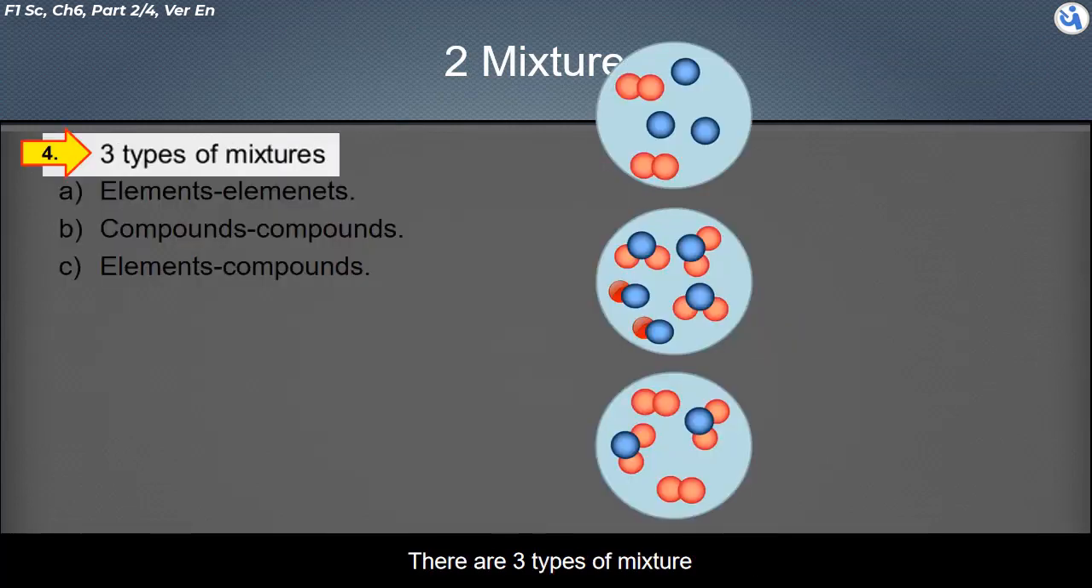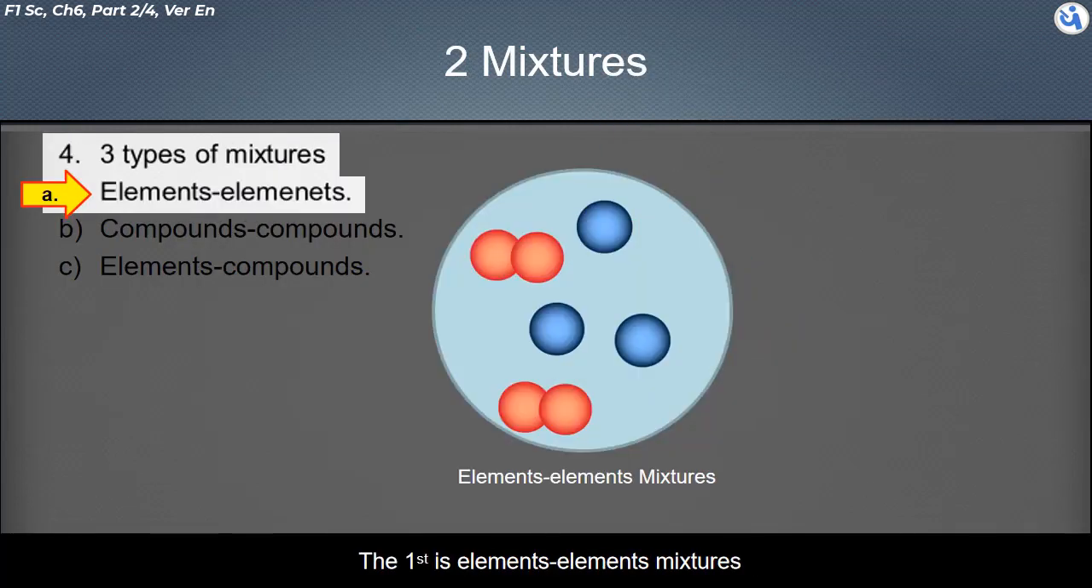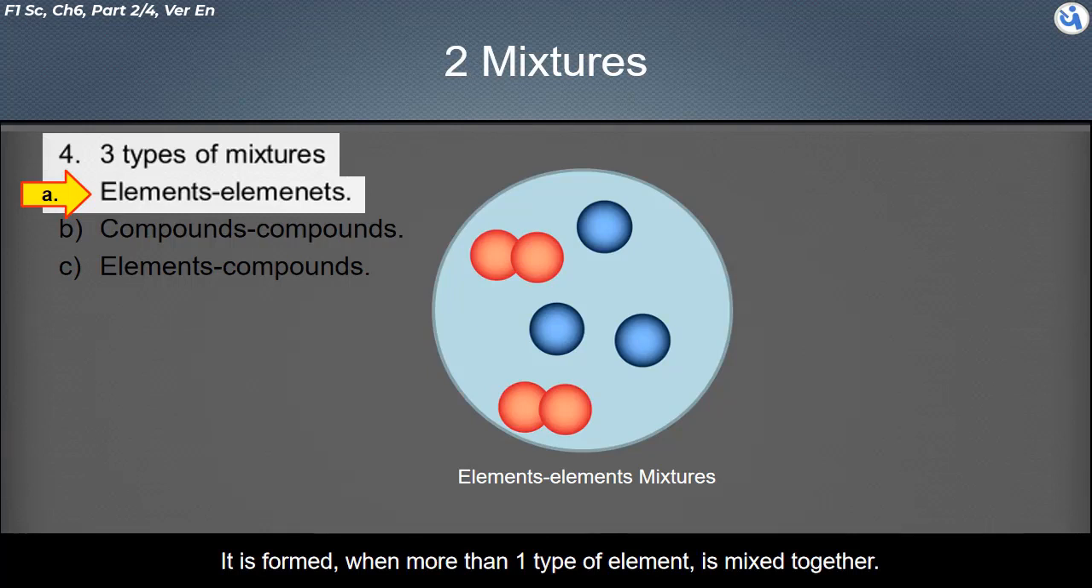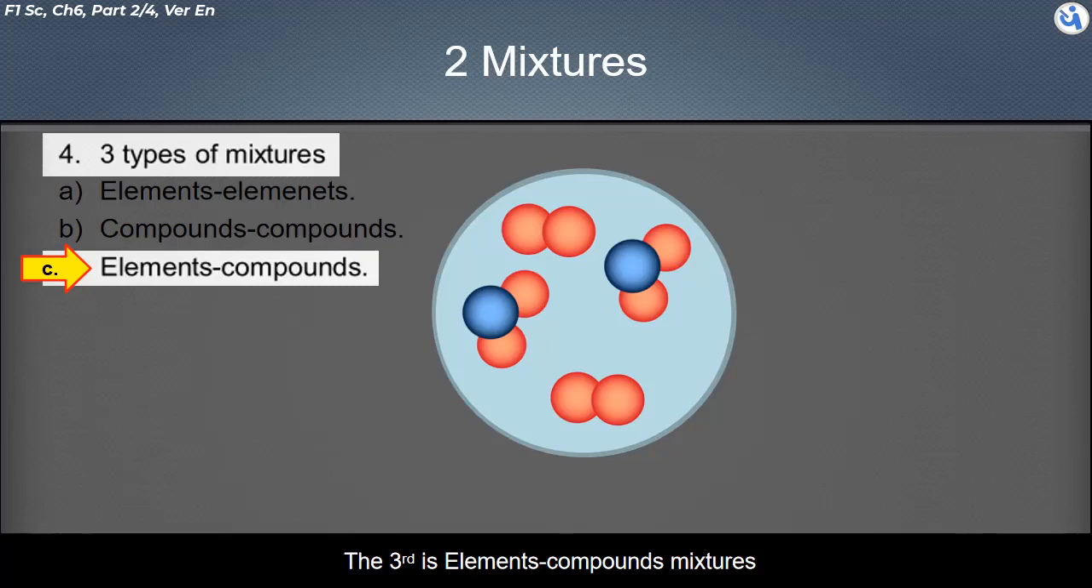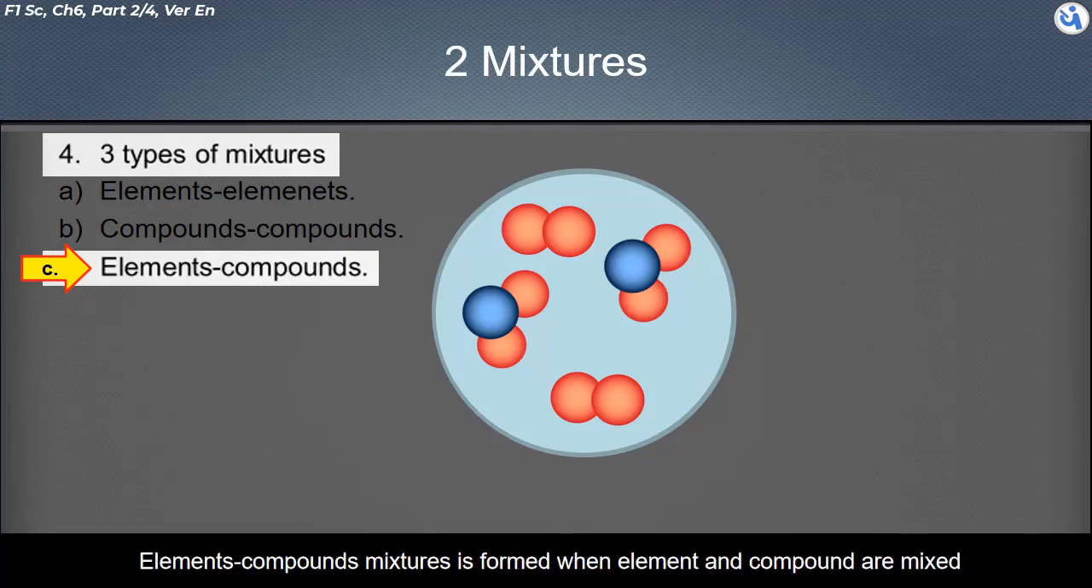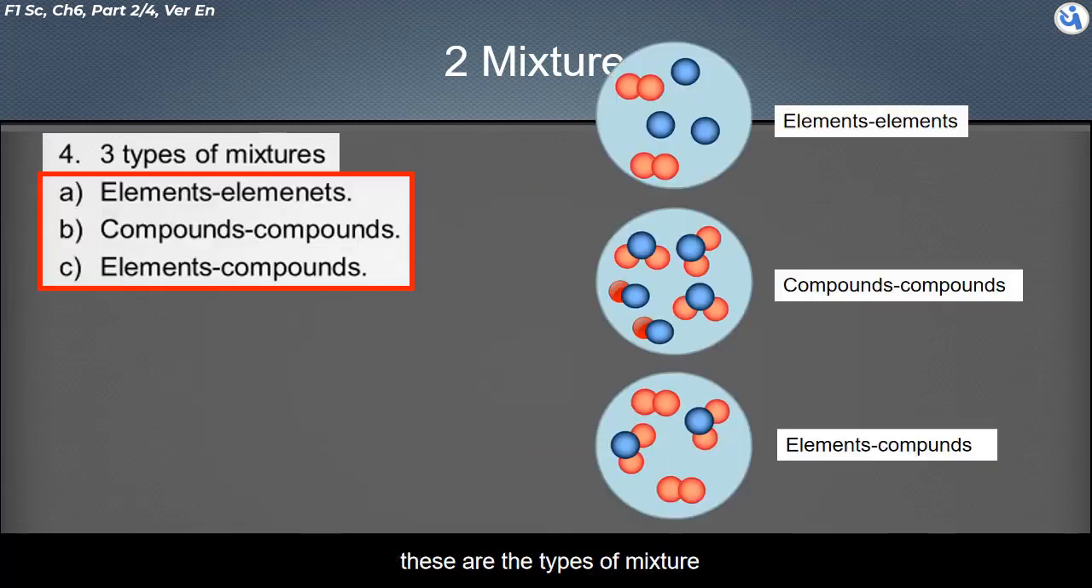There are three types of mixture. The first is element mixtures. It is formed when more than one type of element is together. The second is compound mixtures. Compound mixtures are formed when more than one type of compound are mixed together. The third is element-compound mixtures. Element-compound mixtures are formed when an element and a compound are mixed. These are the types of mixture.